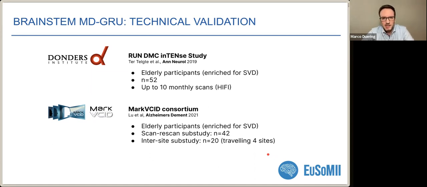And the second data set is the MARC VCRD consortium. That's an NIH-funded consortium in the US, coordinated by MGH in Boston. Also elderly participants, also enriched for small vessel disease. And they have two sub-studies, a scan-rescan sub-study with 42 subjects scanned back-to-back within the same scanner, and an intersite sub-study, and that's 20 subjects that traveled to 4 different scanners. 2 Siemens, 1 Philips, and 1 GE.